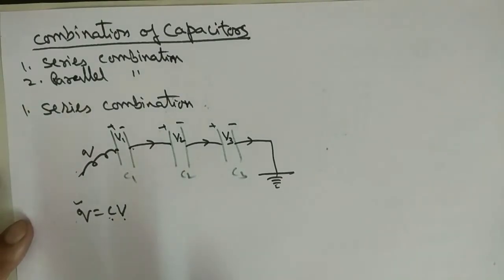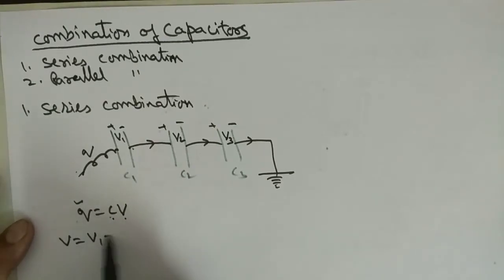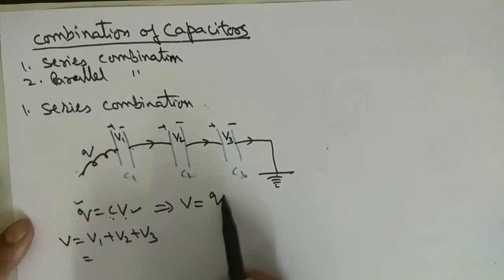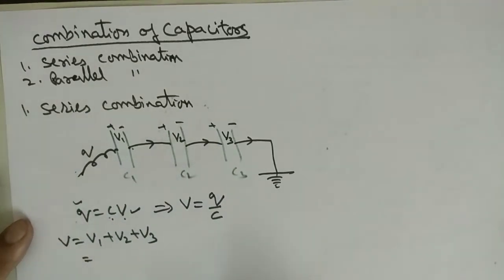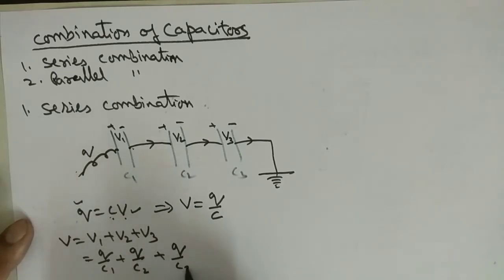Okay, three different potentials, and from this formula it is very much clear the total V will be equal to V1 plus V2 plus V3. We can write like this. And V, from here, V is equal to Q upon C. So V1 we can write Q upon C1, V2 Q upon C2, and V3 means Q upon C3.